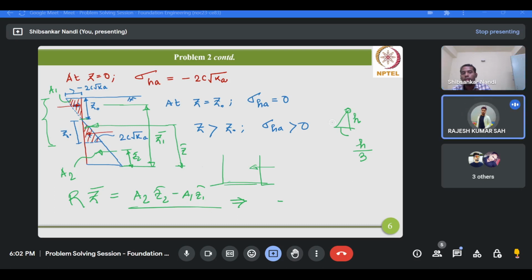From the base, this is h by 3. Now for this condition, it will be from the apex. So if we determine from the apex, then it will be 2h by 3. Suppose we denote this height as a small h. So 2h by 3 plus this height you have to additionally add. Now if you add this height with this 2h by 3, you will get the final height with respect to the base. Is it okay?